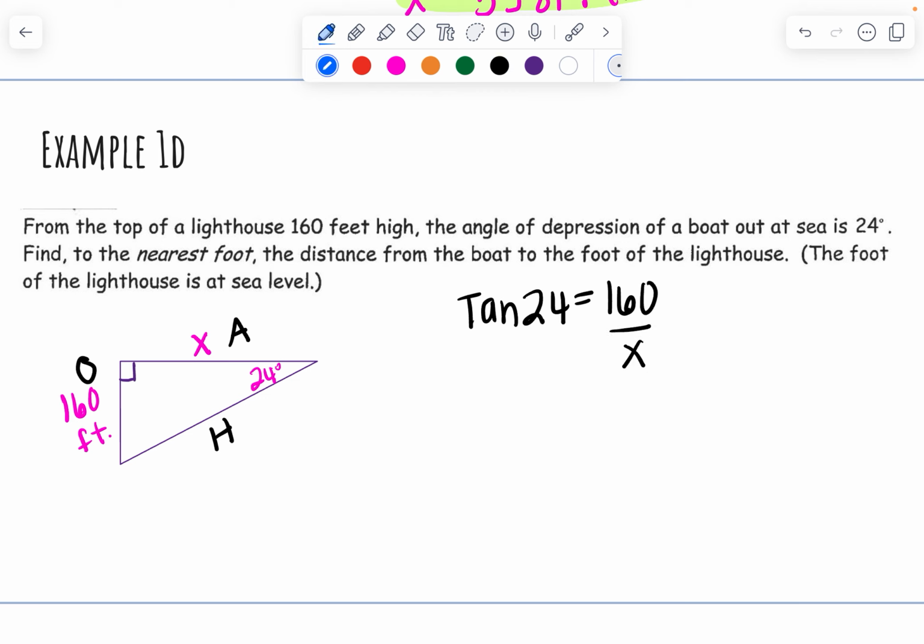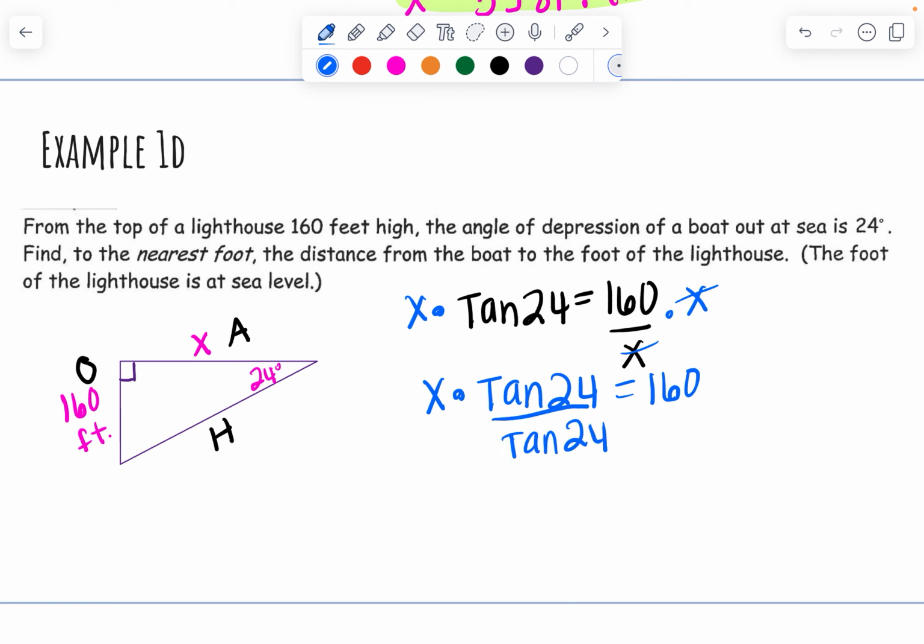Here's another one where x is on the bottom, so it'll take us two steps. First, we'll multiply by x. X times tangent of 24 equals 160, because these x's will cancel. And then dividing by tangent of 24 on both sides.